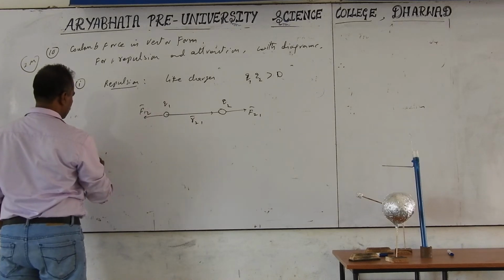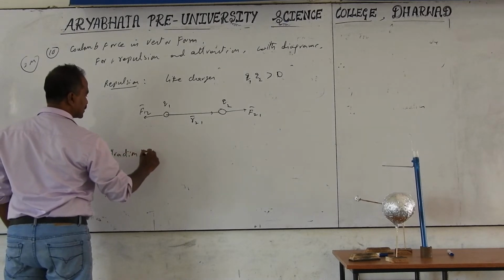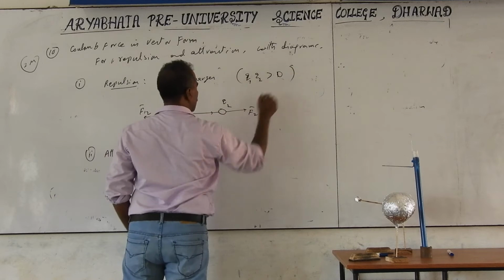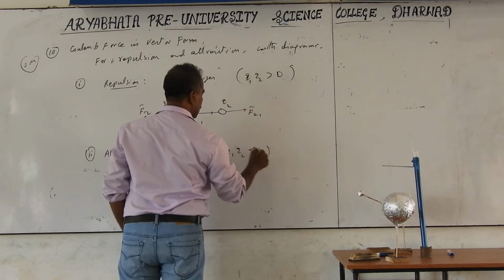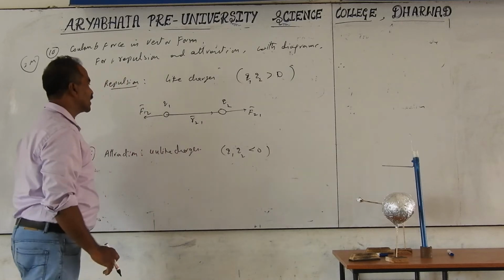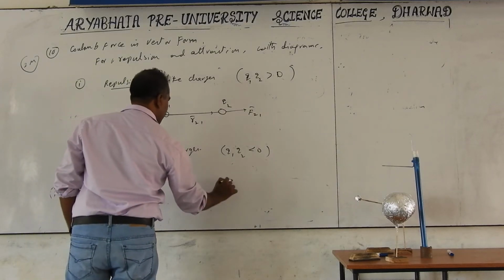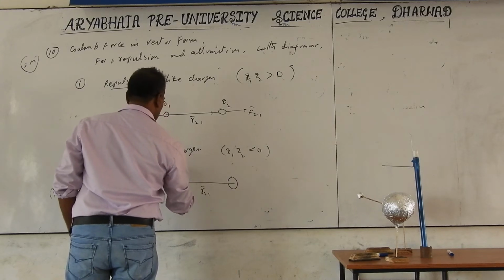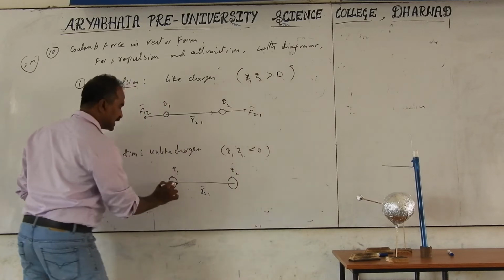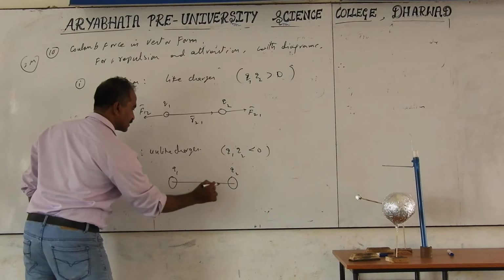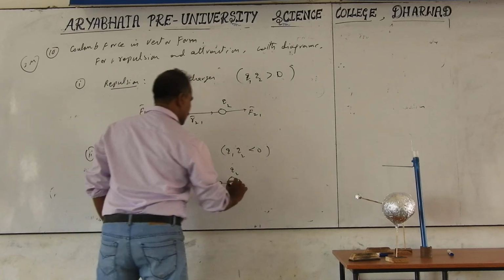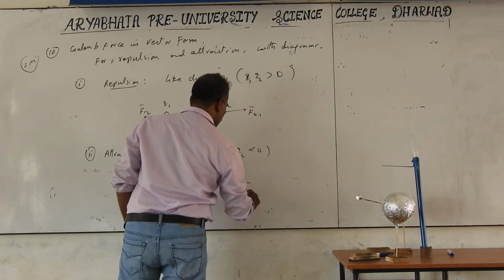And attraction means unlike charges, which means Q1, Q2 is less than 0. One is positive, another one is negative. The attraction will then be between these 2 charges. This is R21, Q1, Q2. Forces you can represent inside, or you can represent them outside like this. Towards the right side is F1, and inwards to the left side is equal to F2.